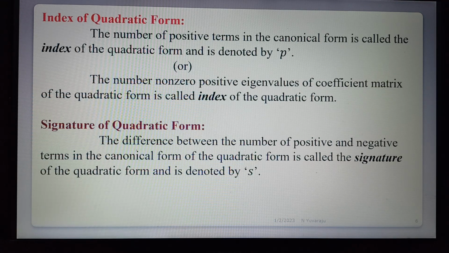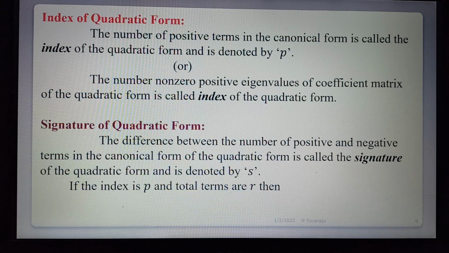That is, the difference between the non-zero positive eigenvalues minus the negative eigenvalues is called the signature. It is denoted by S. If the index is P and total terms are R, then P is the number of positive terms among the non-zero terms. So the remaining R minus P are the negative terms. Total R terms.